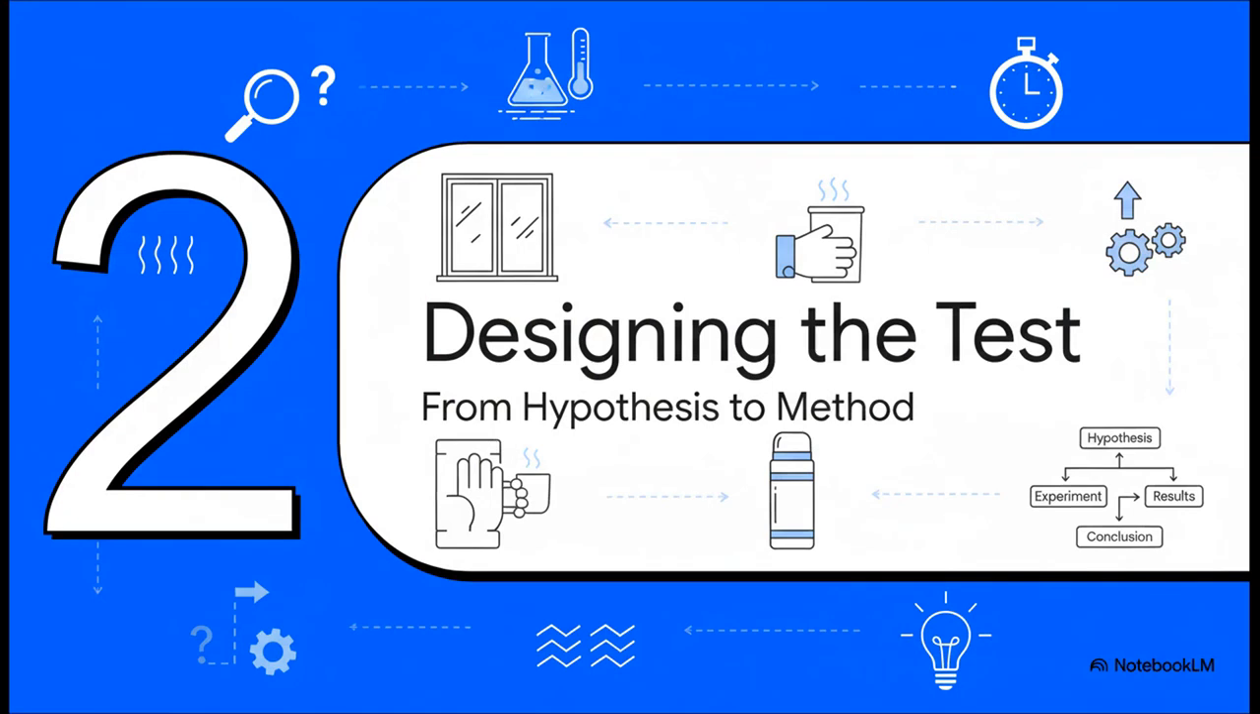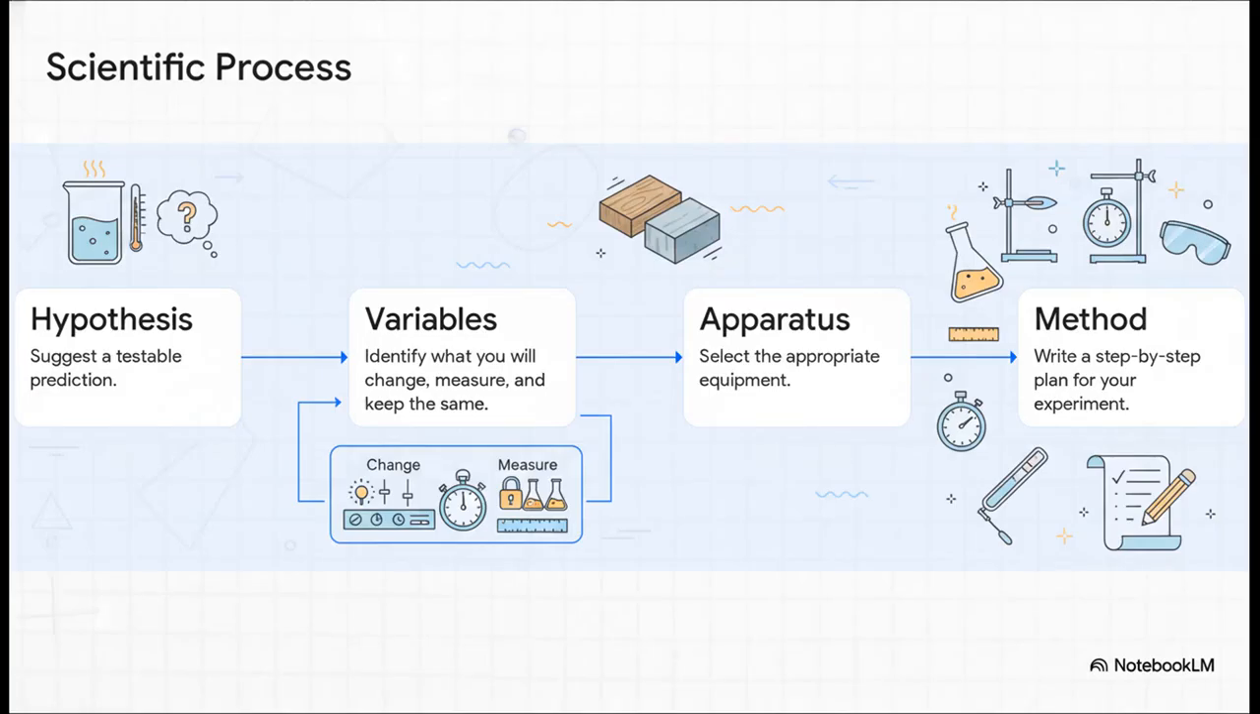Okay, let's switch gears and talk about the design phase. You know, exam questions love to test your ability to think like a proper scientist. They don't just care about what you did, they want to know why you did it that way. So this is the basic blueprint for any solid scientific experiment. You start with a guess, a hypothesis, then you figure out your variables. Grab your kit and write down your plan.